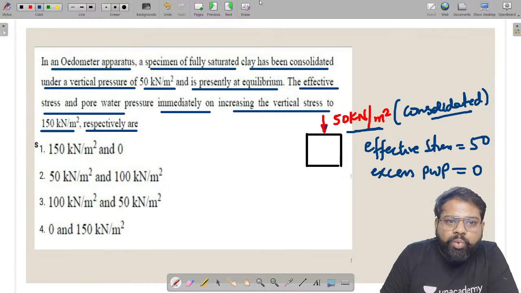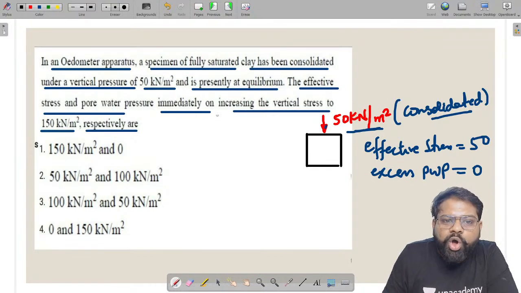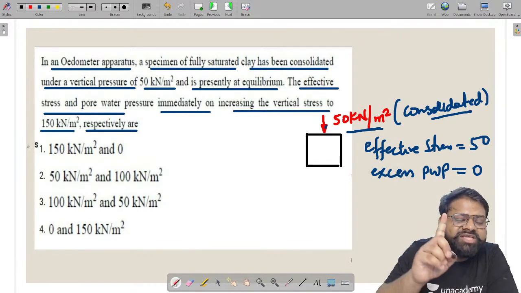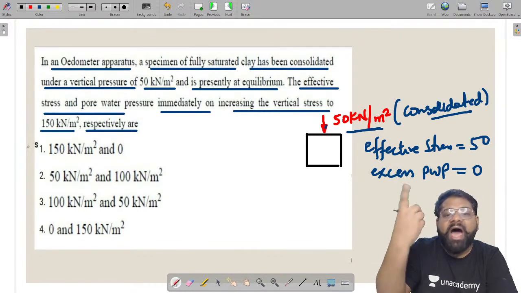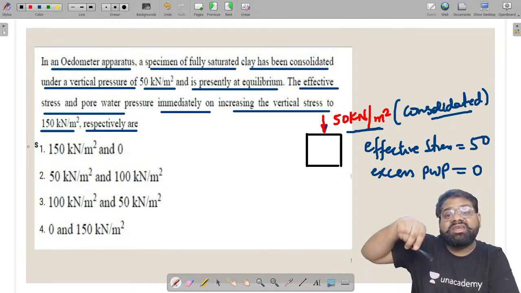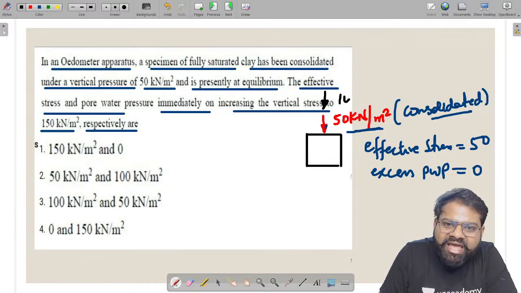Now read it. What is he saying now? What is the effective stress and pore water pressure immediately, that is, at T equal to 0, on increasing the vertical stress to 150? It is not saying increase the stress by some amount, it is saying increase it up to 150. So it means that 50 was acting, and if it is made 150, then how much would you have applied externally?